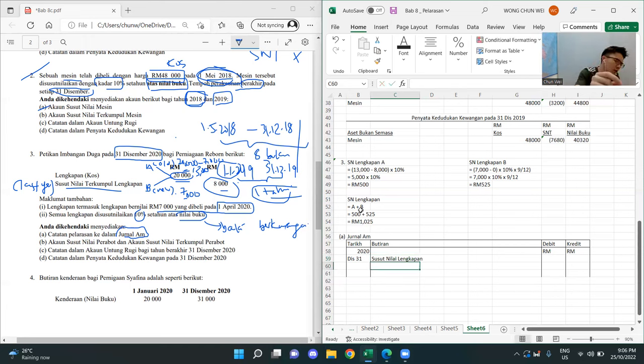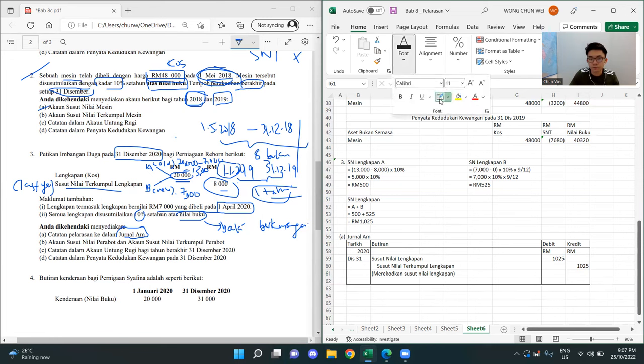So whenever you debit your susut nilai lengkapan, you must credit it to your susut nilai terkumpul. Then susut nilai terkumpul for what? Asset. For asset lengkapan. So here you can say merekodkan susut nilai lengkapan. That's it. How much? So we calculated the total susut nilai for A and B is 1025. One debit, one credit. That's it. Okay, so this is how you record for the catatan pelarasan dalam jurnal am.